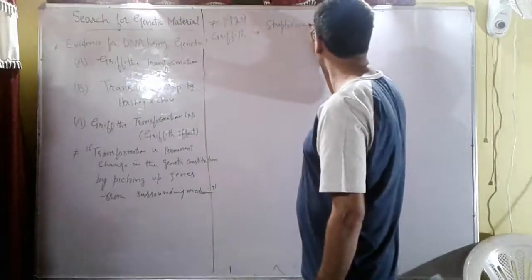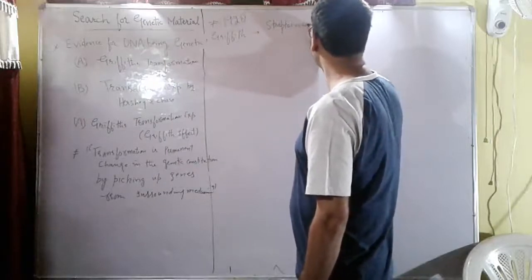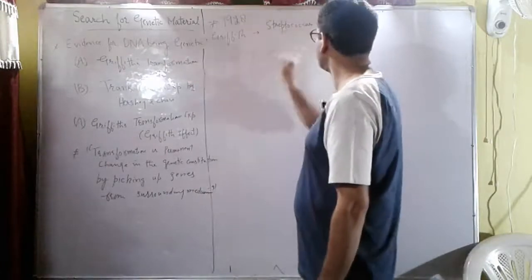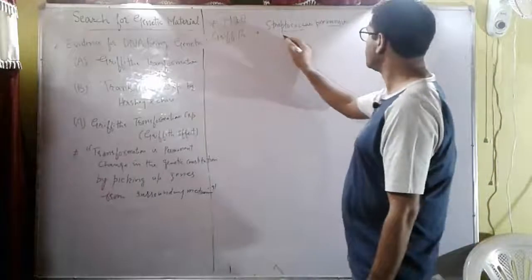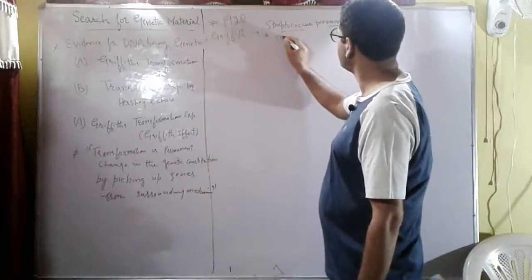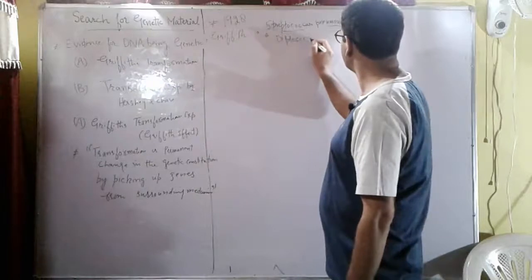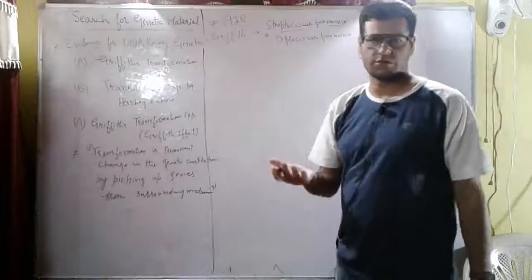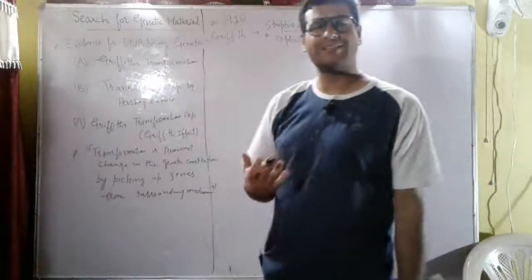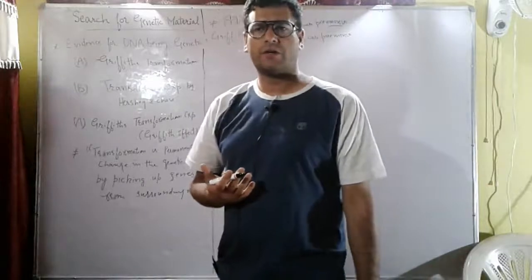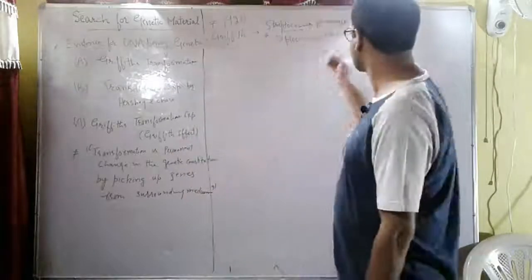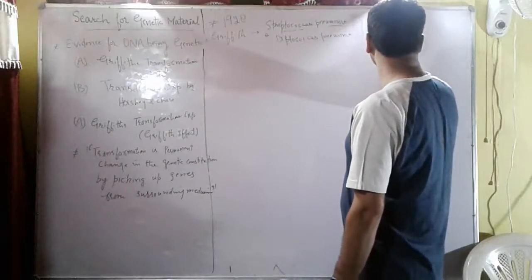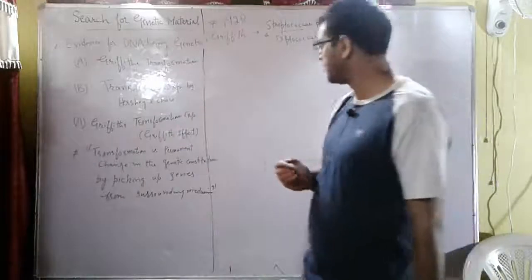Streptococcus pneumonia is also known as Diplococcus pneumonia, or simply pneumococcus. And this bacterium causes pneumonia in living organisms. It is responsible for what disease? It causes pneumonia in living organisms.